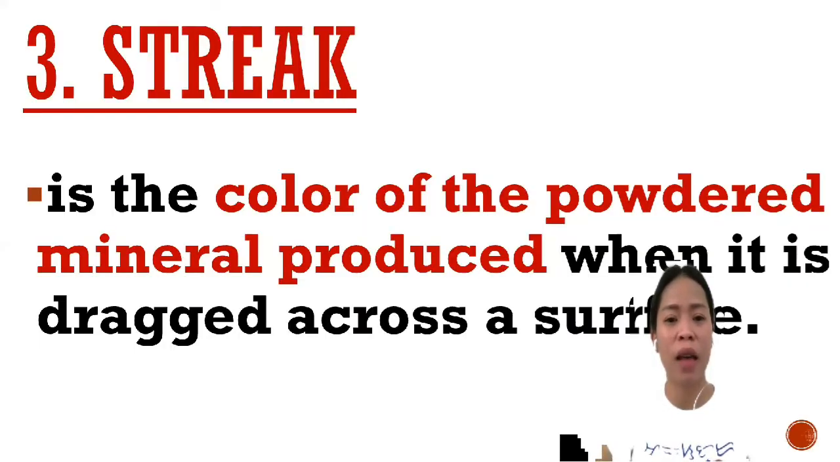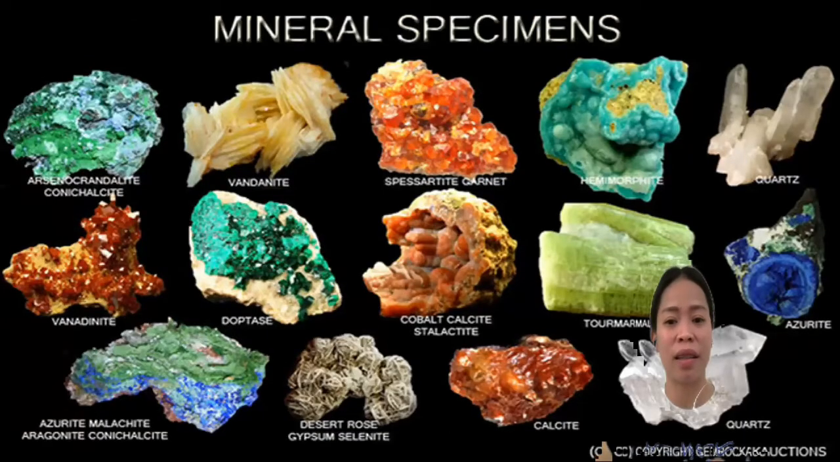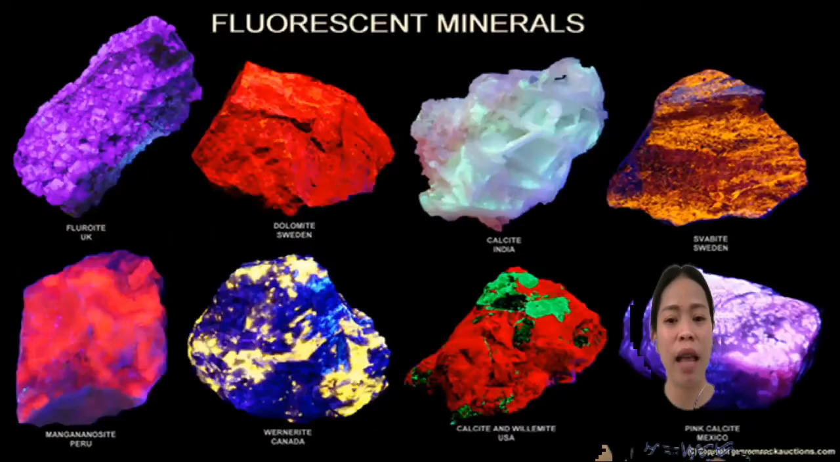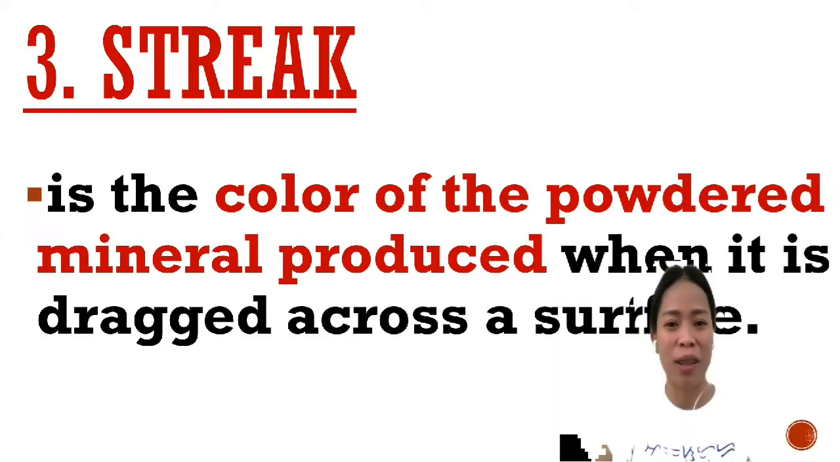We also have fluorescent minerals. Fluorescent minerals are somewhat glowing in the dark. And did you know that some of these minerals are stored or placed in a museum in different parts of the world? On the first one, we have fluorite, found in the United Kingdom, dolomite in Sweden, calcite in India, and many more.